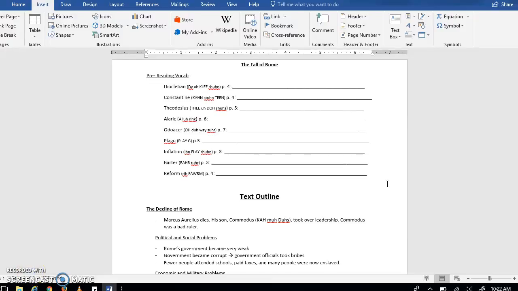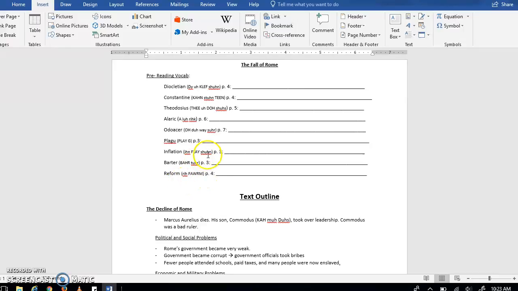So, to help my student who struggles with reading, I first did a pre-reading vocab. Before the student starts reading the chapter or the text outline, I want them to just provide definitions for each one of these words here. A few of them are the people, and then, like I said, the vocab words there.